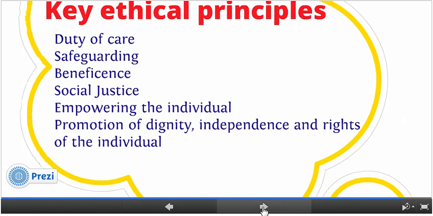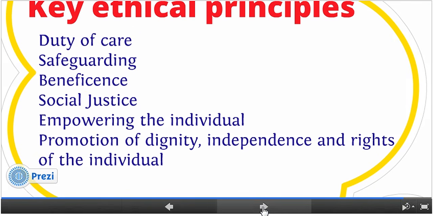A further ethical principle to be considered is that of social justice. Now, all individuals should have equal access to medical treatment and be fully aware of their legal rights, and practitioners have to make sure that relevant legislation is put into practice.